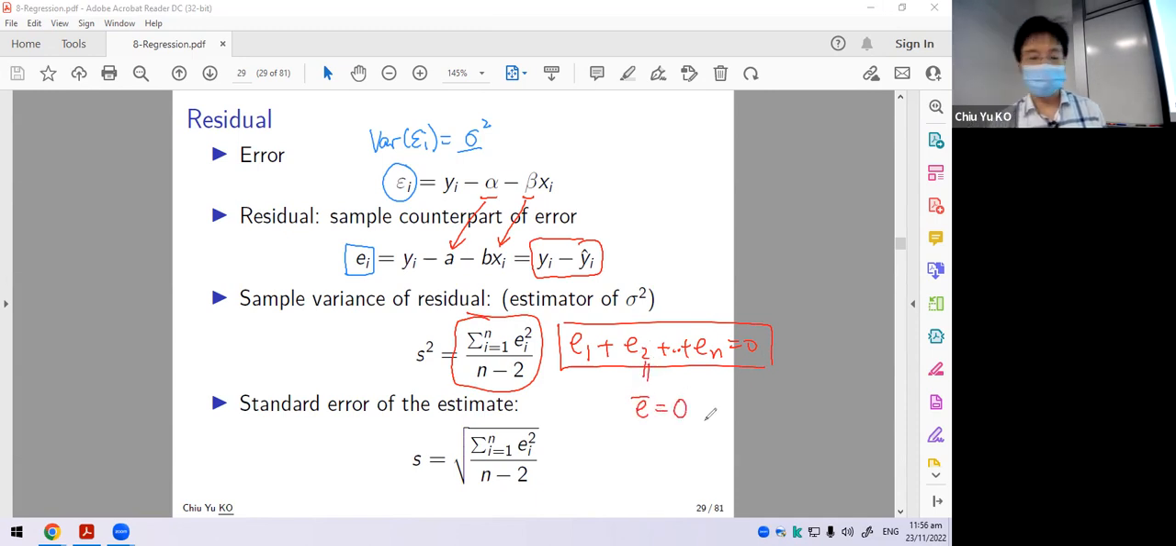I mean, that's why we never see the E bar, right? Basically, the sample mean of the residual is 0. And another thing I want to remind you of: the n minus 2 here is because we estimate alpha and beta by A and B, so we have 2 parameters less, so that's n minus 2, okay?